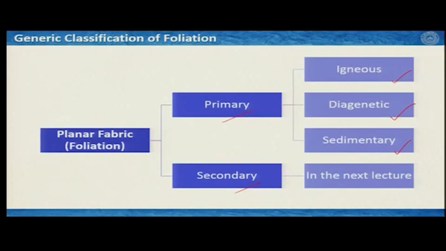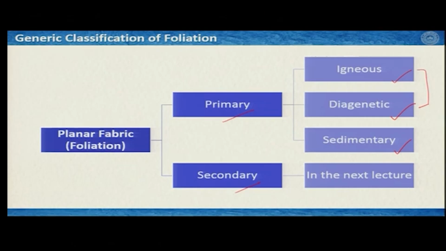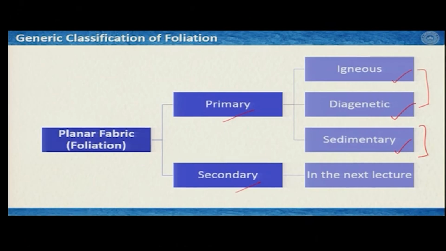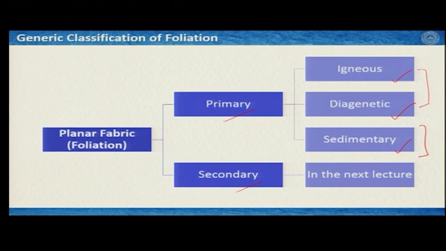Now, in the context of studying structural geology, igneous and diagenetic foliations are not that important. However, I have a couple of slides to give you an essence of how they look, what their appearance is. But primary sedimentary foliations are essentially important in studying structural geology, particularly in low grade rocks. And we will of course learn the secondary foliations and their classifications in the next lecture. So, let us have a look at these igneous, diagenetic and sedimentary foliations.